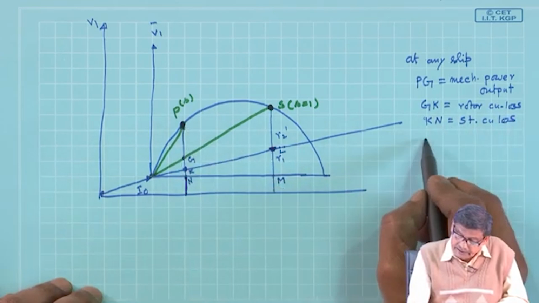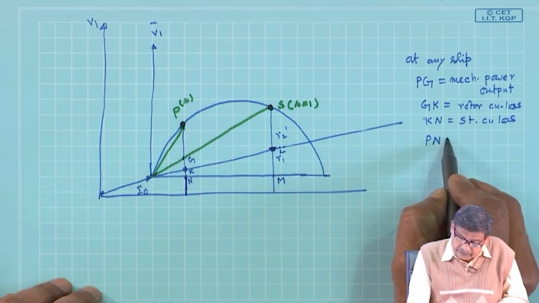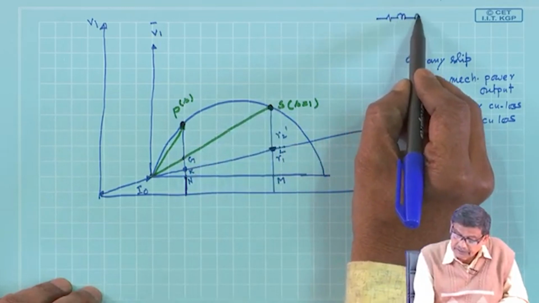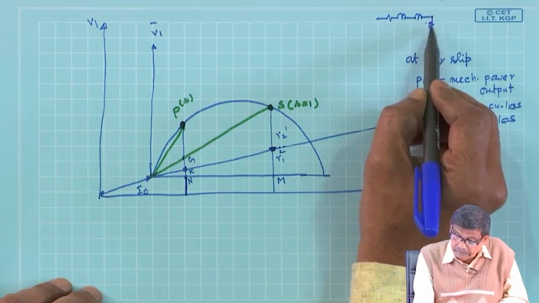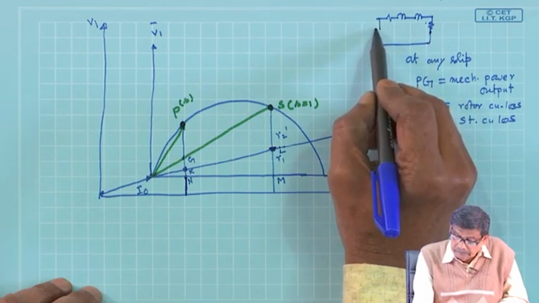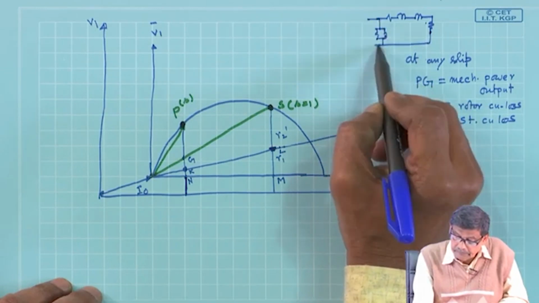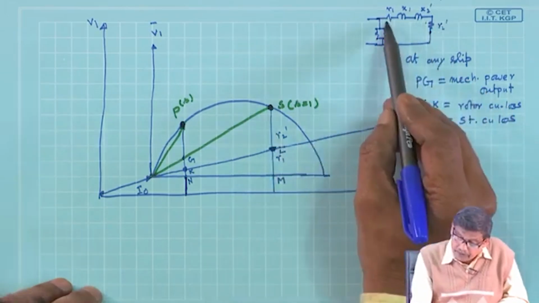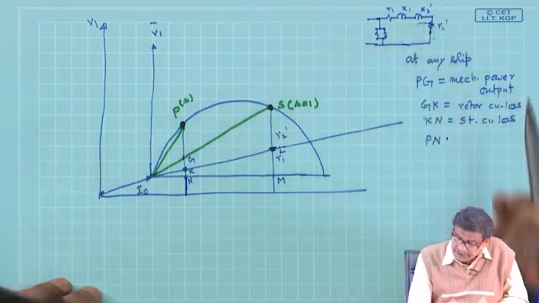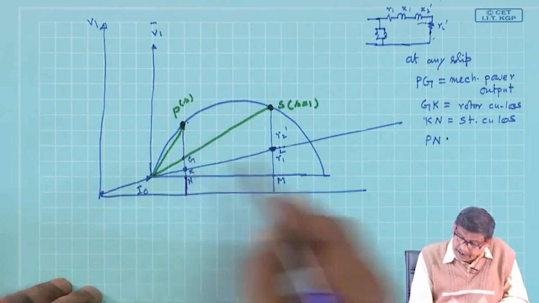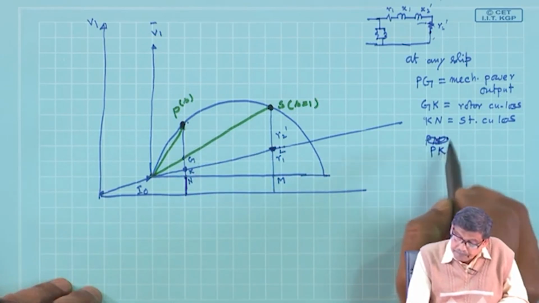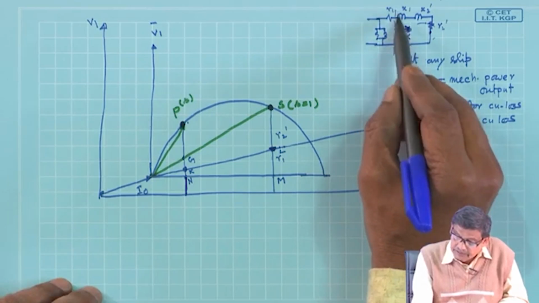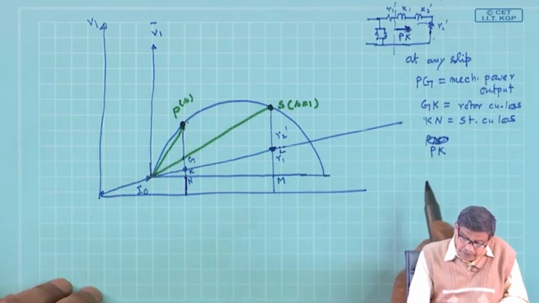And Pn is the power input into this series part of the circuit. This is R1, this is X1, and this is X2 dashed, this is R2 dashed. So, Pn is the power in this branch of the circuit, and Pk is the power here, after the stator resistance loss. Therefore, Pk is the air gap power.